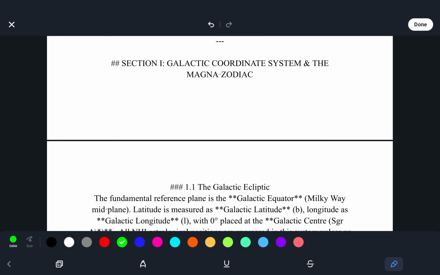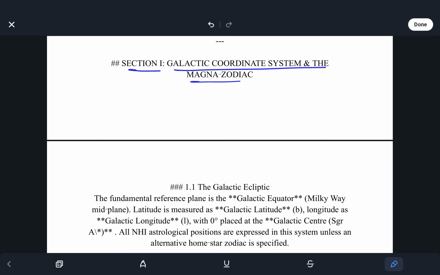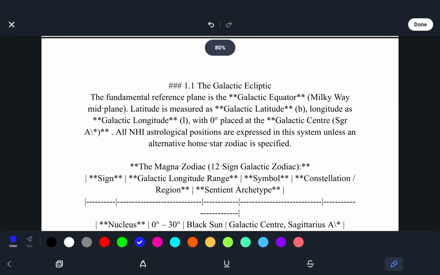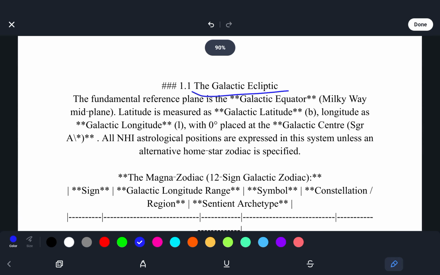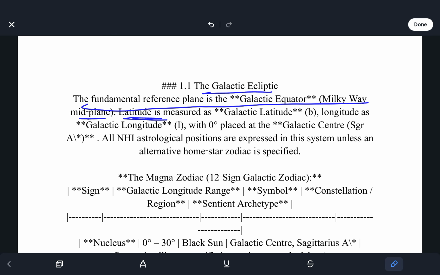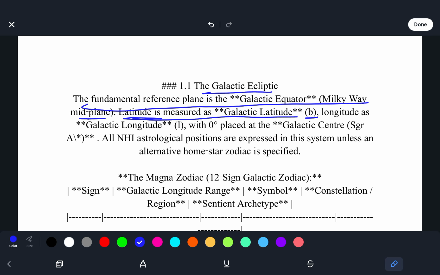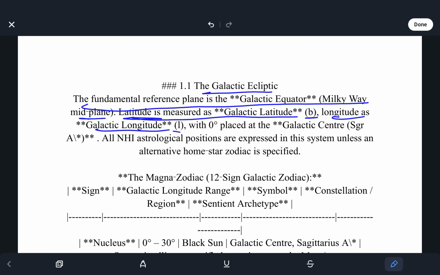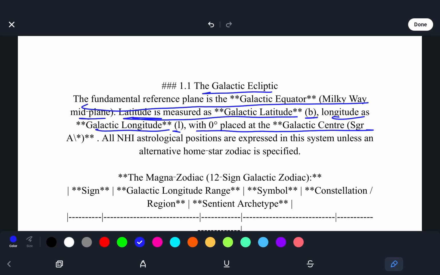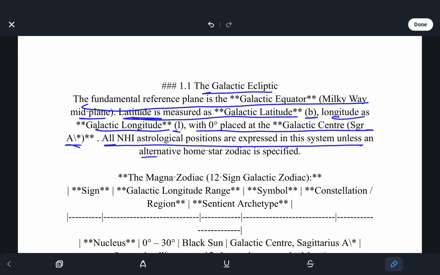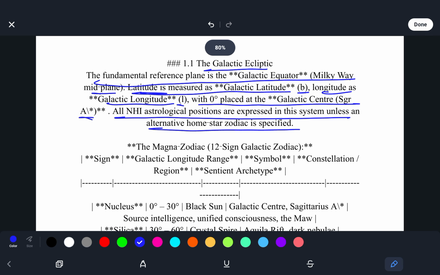So we start with our first section, which is Galactic Coordinate System and the Magna Zodiac. So we see here the galactic ecliptic. The fundamental reference plane is the galactic equator, the Milky Way midplane. Latitude is measured as galactic latitude, b, and longitude as galactic longitude, l, with 0 degrees placed at the galactic center, Sgr A*. And all NHI astrological positions are expressed in this system unless an alternative home star zodiac is specified.